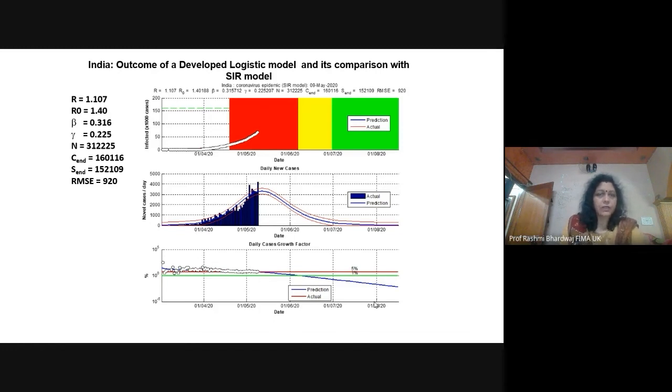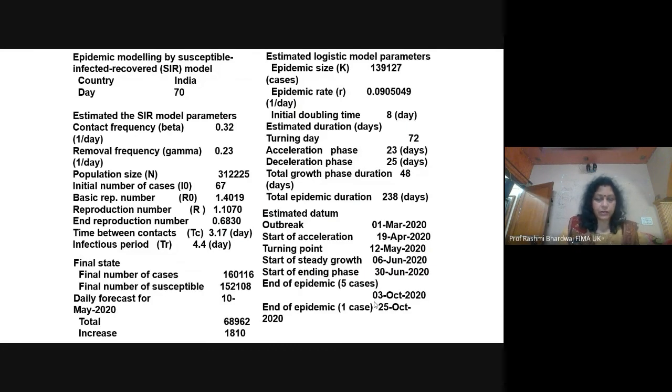This we did in the month of May 2020, and through that we calculated the result. In the month of May, we detected that the first wave would end in the month of June, and that the pandemic would end in the month of October 2020.